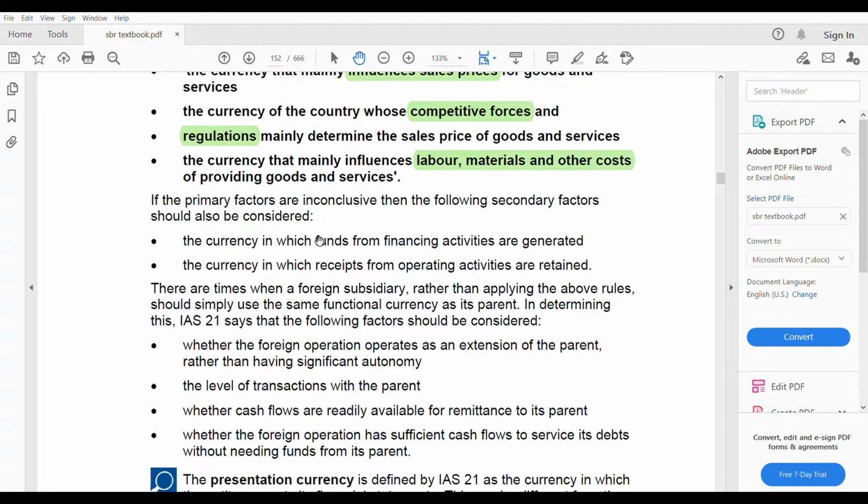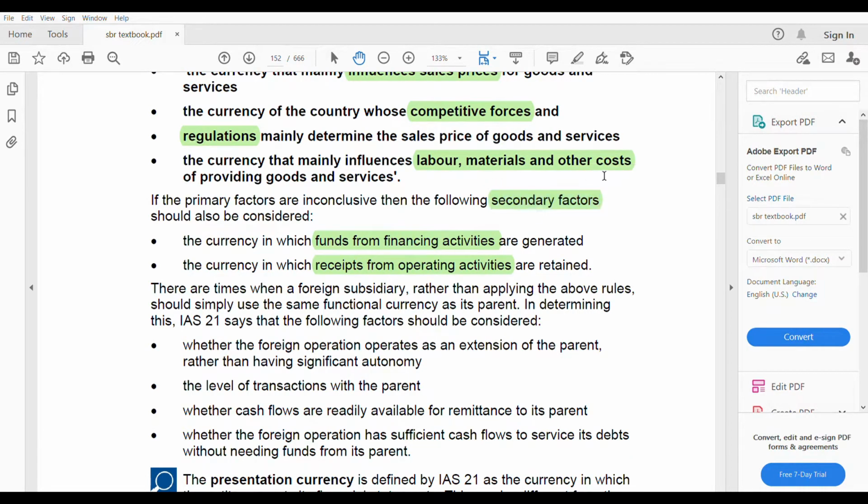So if you cannot decide from the primary factors, sometimes it's very easy to decide, but not all the time. At that time, secondary factors. What are they? The currency in which funds from financing activities are generated. You have to see in which currency funds from financing activities are generated. You're definitely taking some funds, loans or something to finance your activity. In which currency is that? That you have to see. Next, the currency in which receipts from operating activities are retained. So you have to see the receipts from operating activities in which currency. Okay, these two are known as secondary factors.